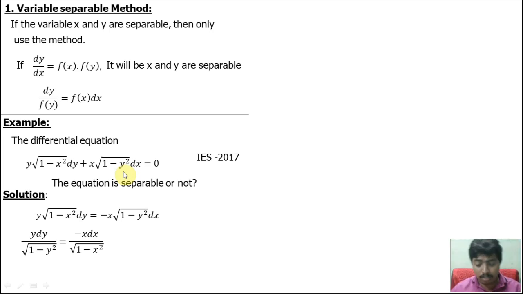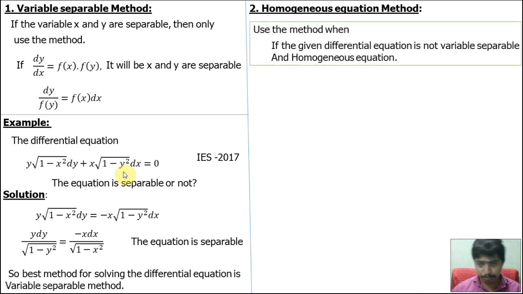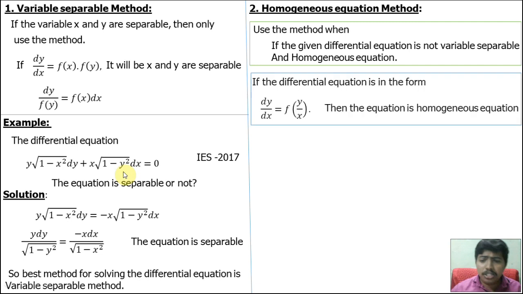Okay. Next, the second method, homogeneous equation method. If in this differential equation the variables x and y are not separable, then use the second method, the homogeneous equation method. If this differential equation is in the form of dy by dx is equal to a function of y by x, then this equation is called a homogeneous equation.